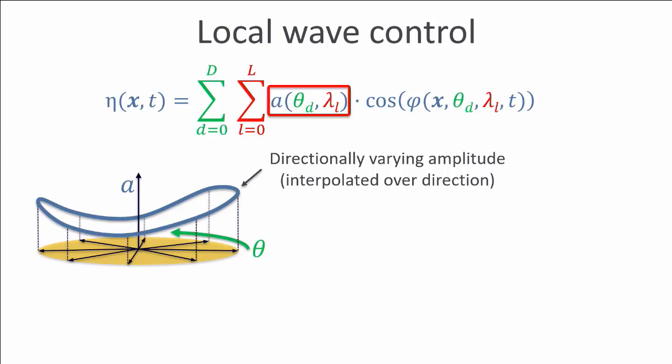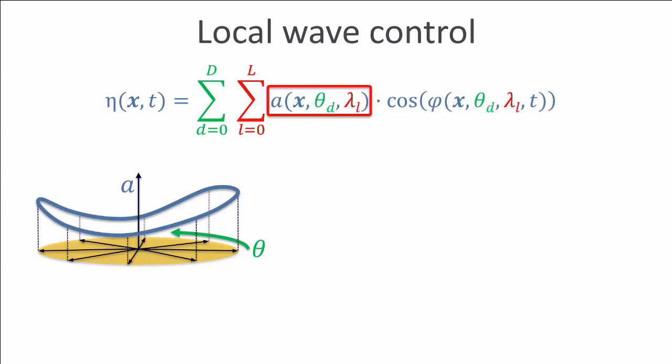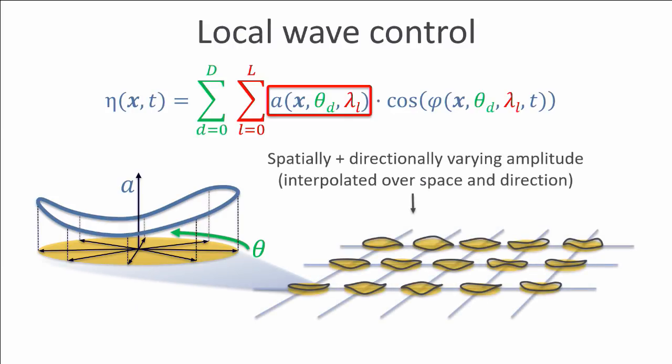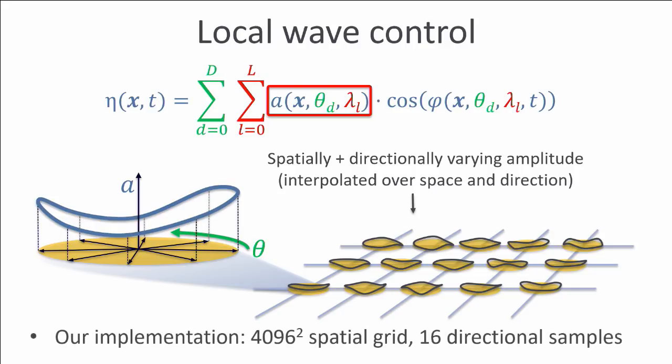Now, the first step is to extend the amplitude function to now also depend on spatial location x. For this, we use a spatial grid that stores these directional samples at each grid cell. So basically, this means the interpolation now happens over space and directions. In all examples I'm going to show, we use a 4K by 4K grid and 16 directional samples per grid cell.